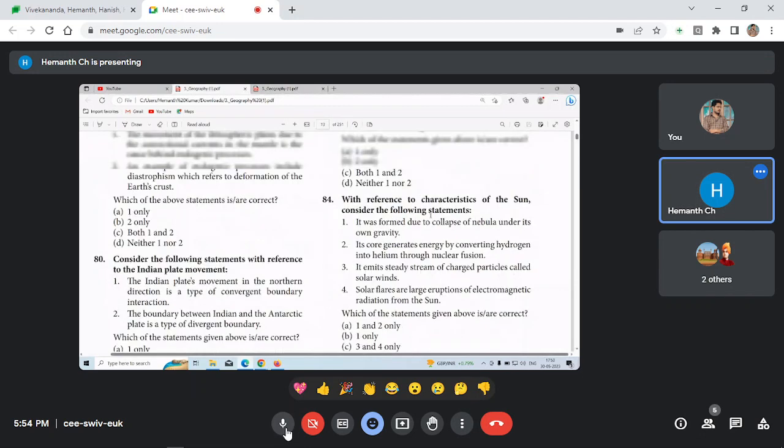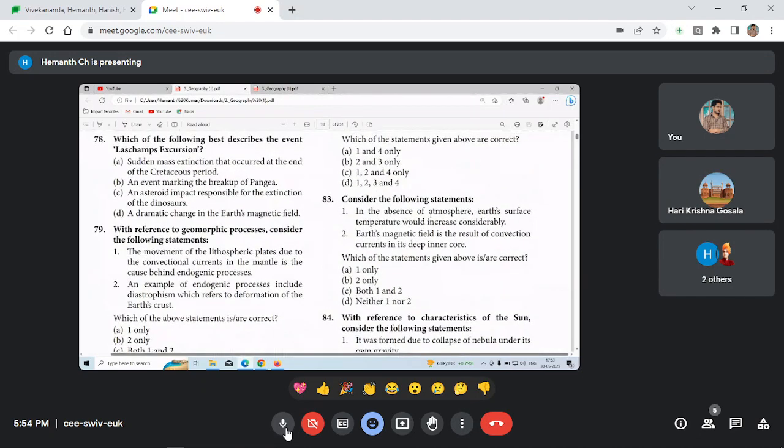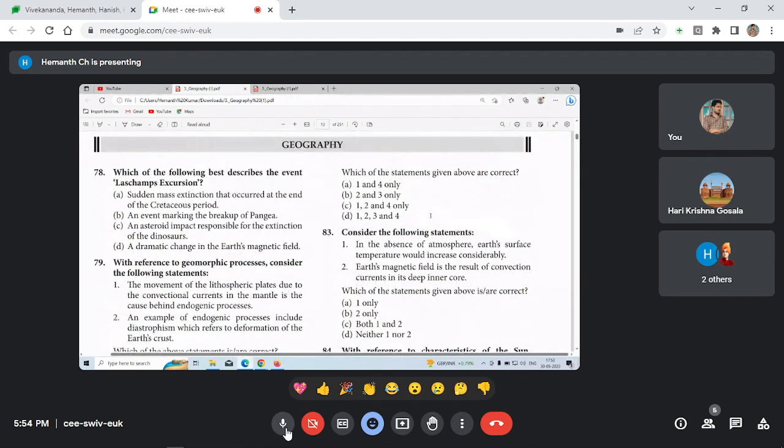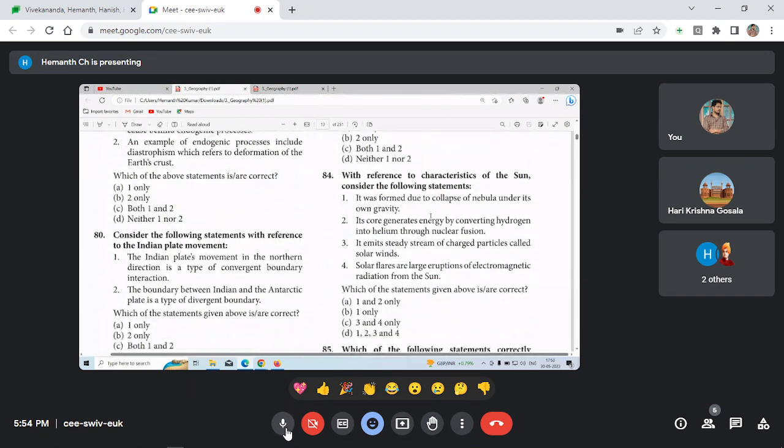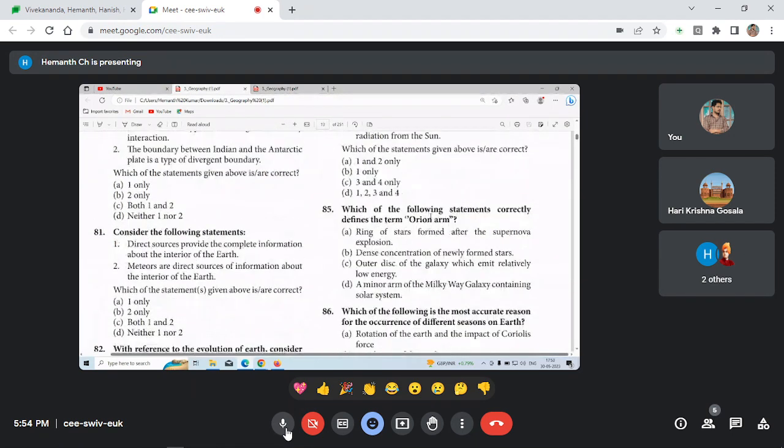85 అయిపోలేదు. 85 అయిపోయినట్లు లేదు అనుకున్నాను నేనైతే. Which of the following correctly defines the term Orion arm? Rings of stars formed after supernova explosion, dense concentration of newly formed stars, outer disk of a galaxy which emits relatively low energy, a minor arm of a Milky Way galaxy containing solar system.